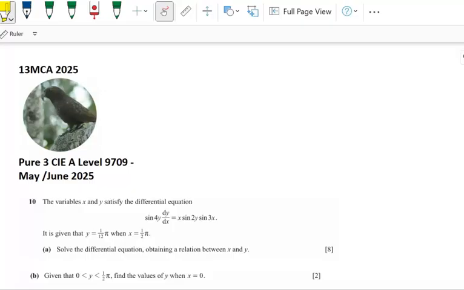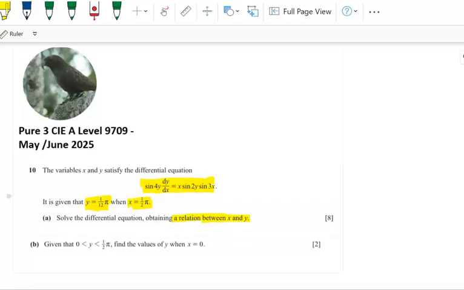Right, we've got x and y that satisfy this differential equation, and then we've got a condition that when y is equal to pi on 12, x is equal to pi on 2, or the other way around. We have to solve the DE, obtaining a relation between x and y. Now, I wasn't sure exactly what they were looking for in that wording, so I went right through and made y the subject, but it turns out you don't need to go quite that far, but it wasn't a difficult last step anyway. And then we have to find values of y when x is 0, given that y is between 0 and pi on 2.